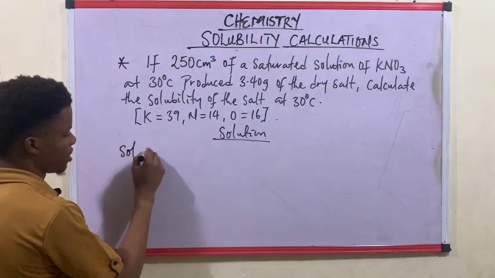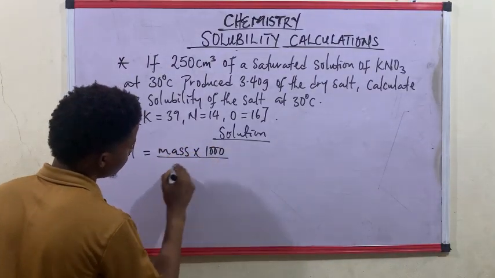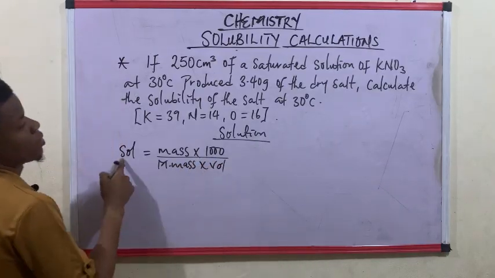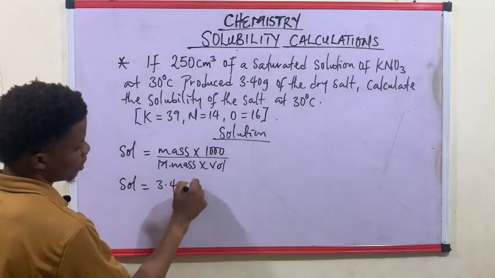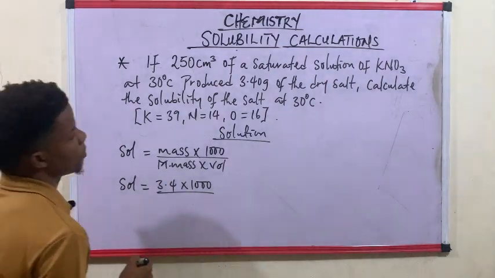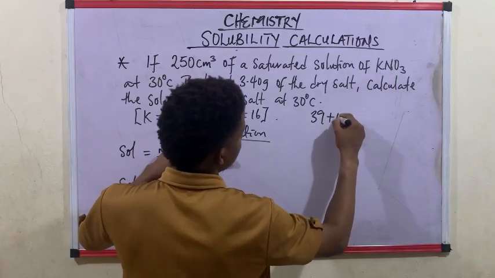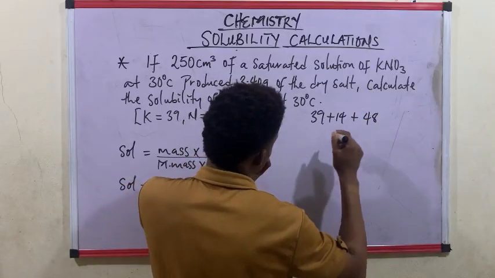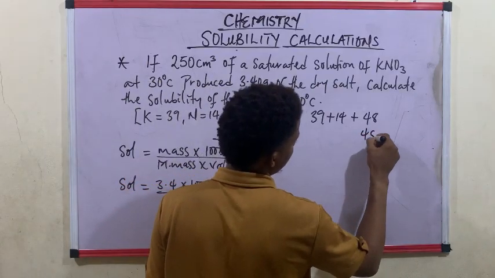So we have our normal solubility. By now you're supposed to be used to the formula. So our solubility is equal to 3.4 times 1000 all over the molecular mass of KNO3. So we have 39 plus N, which is 14, plus 3 times 16, that's for oxygen, so that's 48. By the time we add up, what are we going to get? Okay, let's do it.